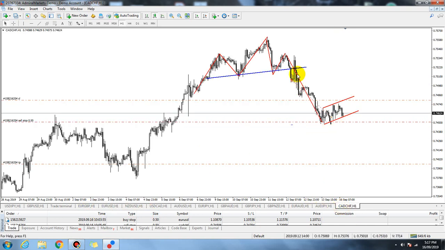CAD Swiss, I took a short on that, which I took off. That's formed. I said I'd be looking for a continuation of the downside of a bearish pattern. So we have a bear flag setting up here.